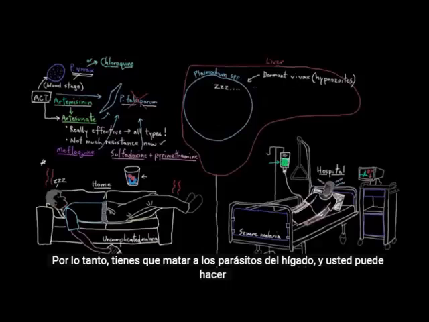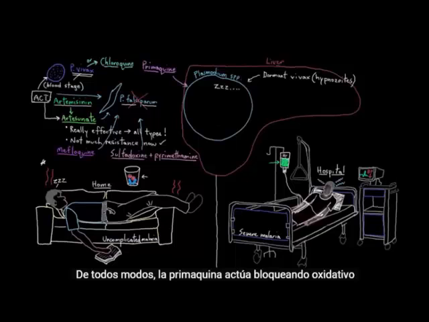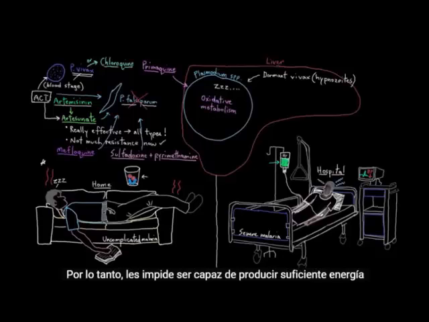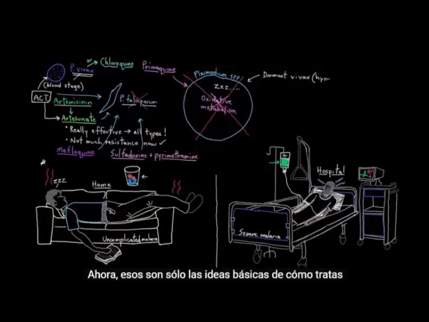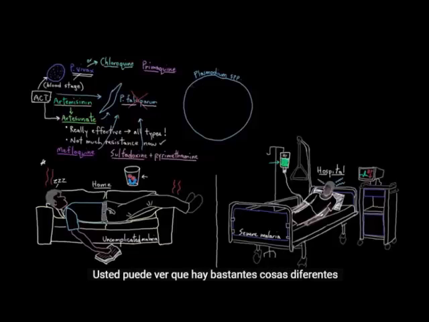So you have to kill the liver parasites, and you can do that with primaquine, which is actually effective against all types of malaria, but we especially like it for how it deals with the vivax hypnozoites. Anyway, the primaquine works by blocking oxidative metabolism in these hypnozoites in the liver, so it stops them from being able to make enough energy to survive, so they die. Now, those are just the basic ideas of how you treat uncomplicated falciparum and vivax. You can see that there's quite a few different things to think about.